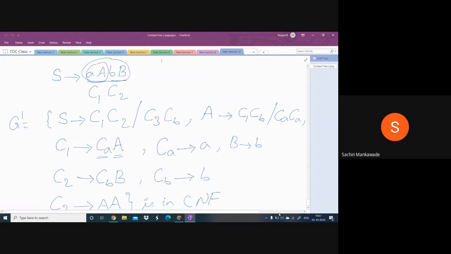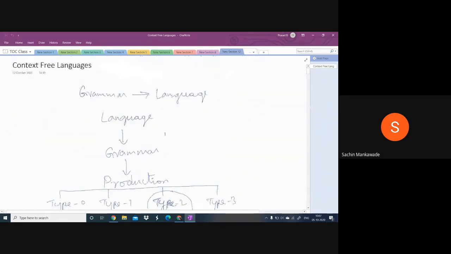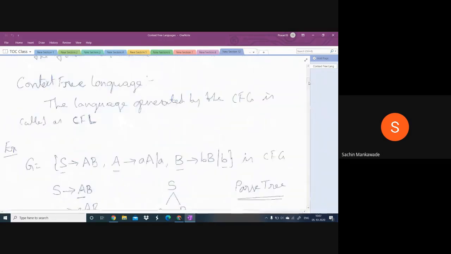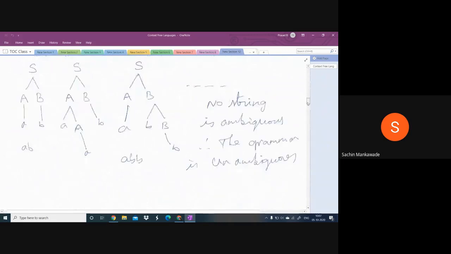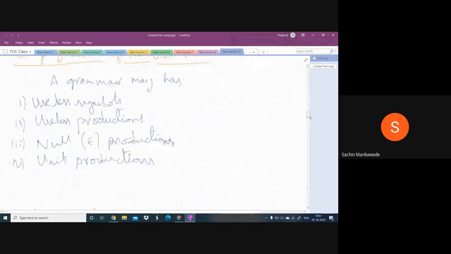Okay, copied. So today we have seen the simplification of the grammar. We have completed simplification of the grammar, that is this one, and before that, ambiguity. We saw examples of simplification of the grammar, that is useless productions and unit productions.